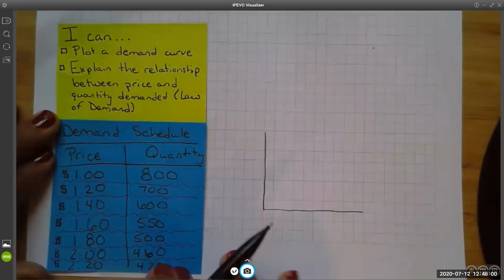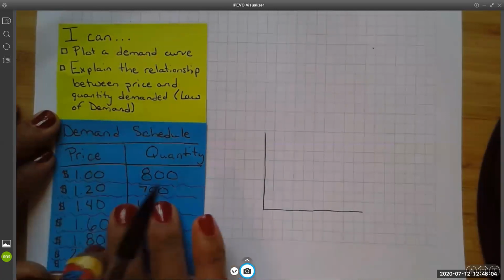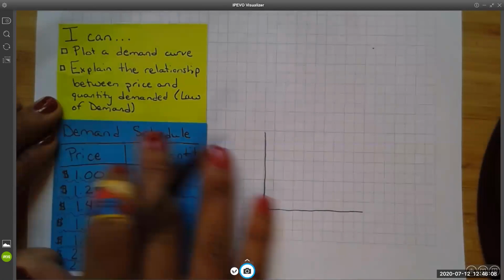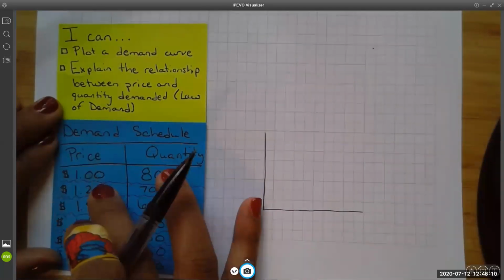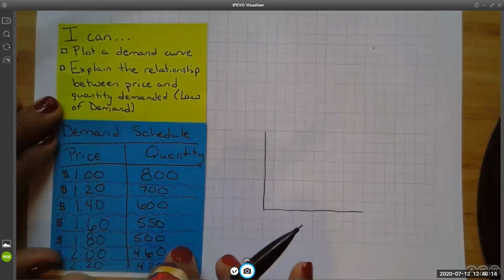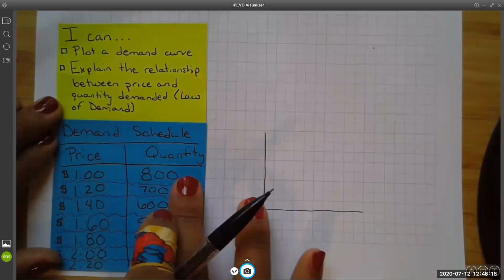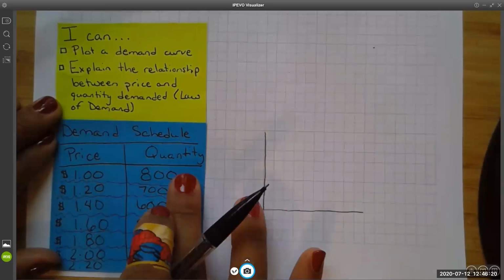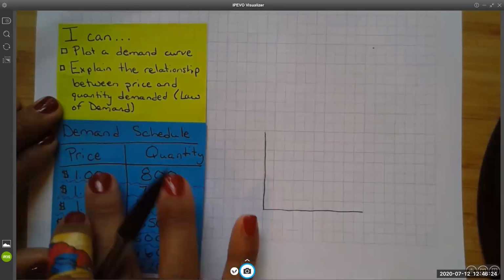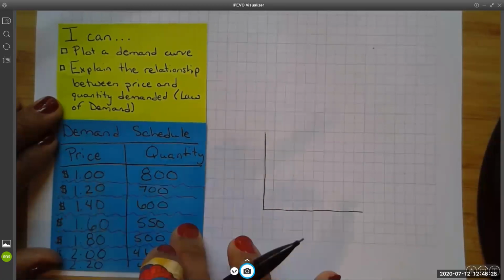You're going to be given a demand schedule in the lessons. It will not be this schedule, so don't use these numbers. They won't work because this is just the example. The demand schedule just tells you at each price how many are being demanded, the quantity demanded. As the price gets higher, $1, $1.20, $1.40, the quantity demanded gets lower, 800, 700, 600. So there's a negative relationship. As the price gets higher, quantity gets lower. As the price gets lower, quantity gets higher.